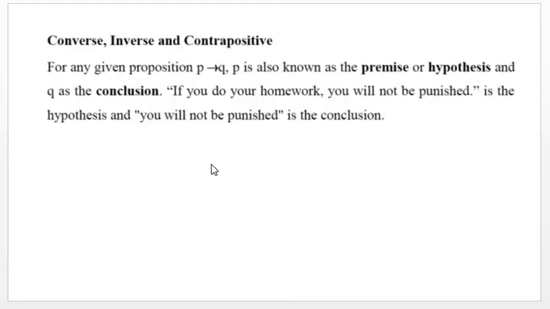Converse, inverse and contrapositive of a given conditional proposition. For any given proposition P implies Q, P is also known as the premise or hypothesis and Q is known as the conclusion. For example, consider the conditional proposition: if you do your homework, then you will not be punished.